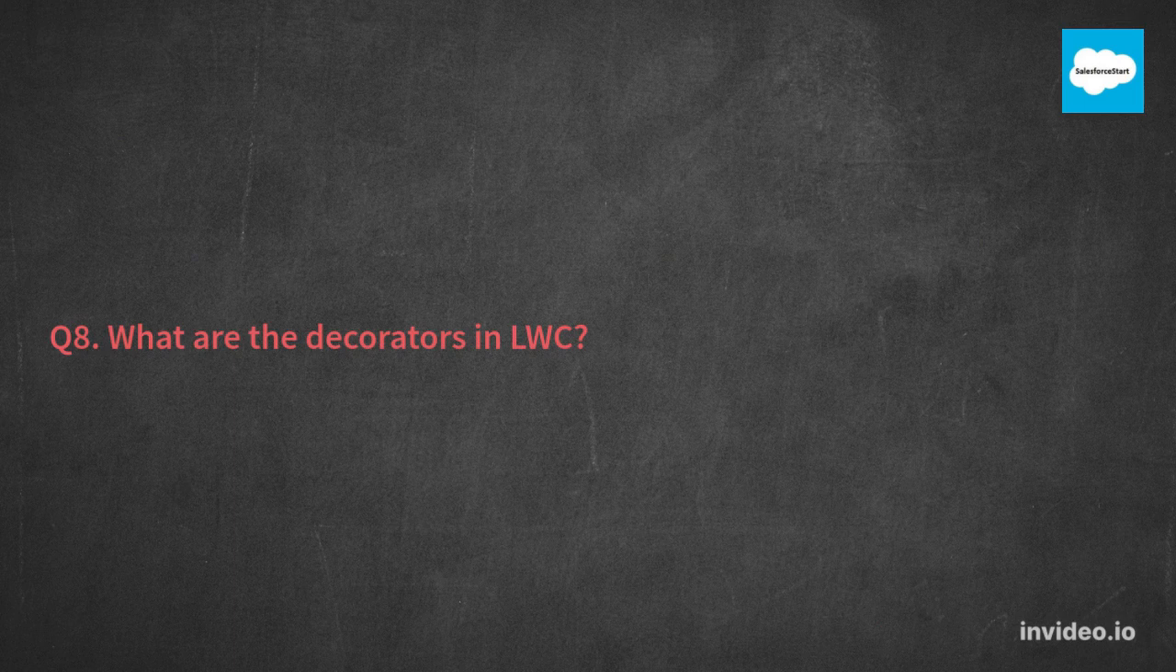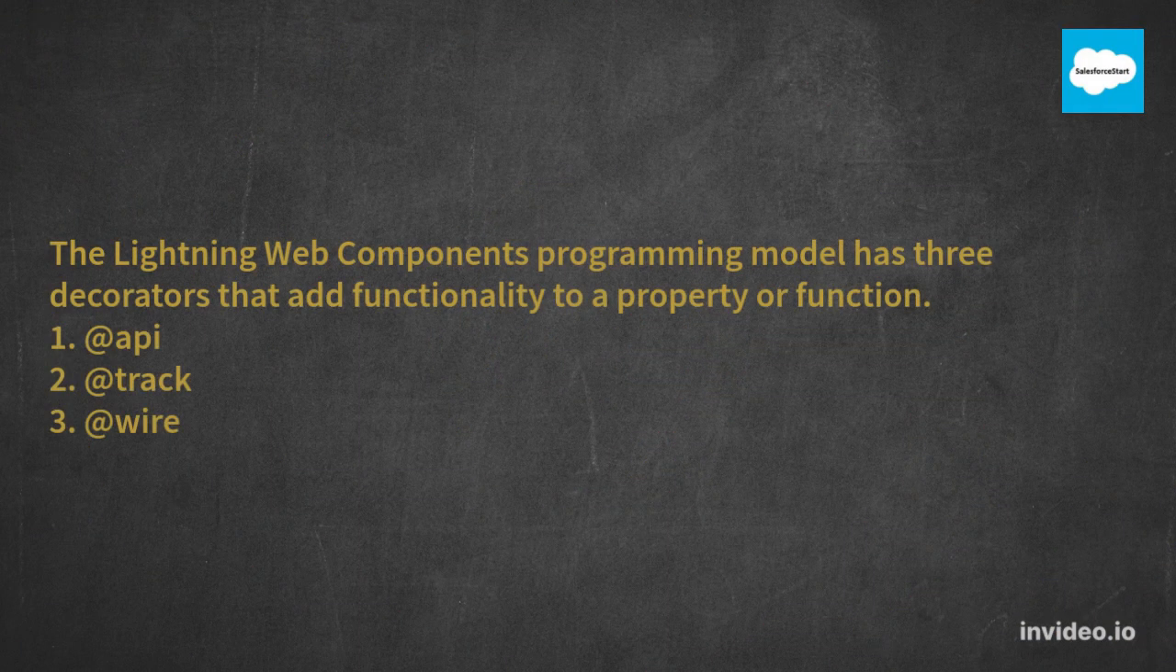Q8. What are the decorators in LWC? The Lightning Web Components programming model has three decorators that add functionality to a property or function. 1. @api. 2. @track. 3. @wire.